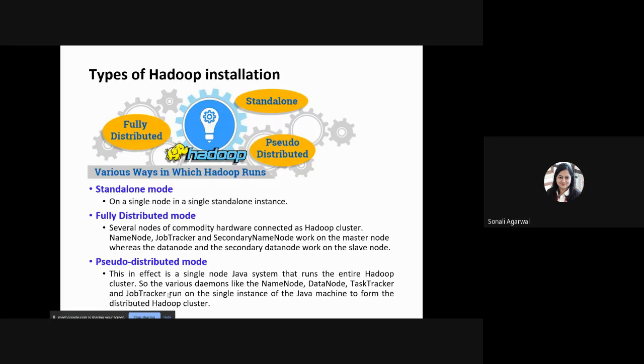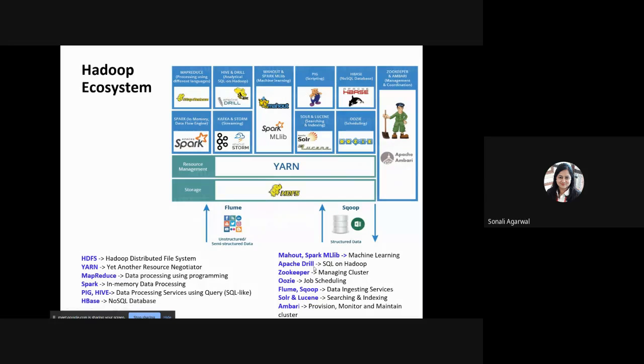Then there is pseudo distributed mode. Pseudo distributed mode means within a particular machine, we can create more than one node, and we can see how the processing of concurrent tasks is executed. That is also fine with the Hadoop pseudo distribution mode. So this is all about the Hadoop ecosystem.